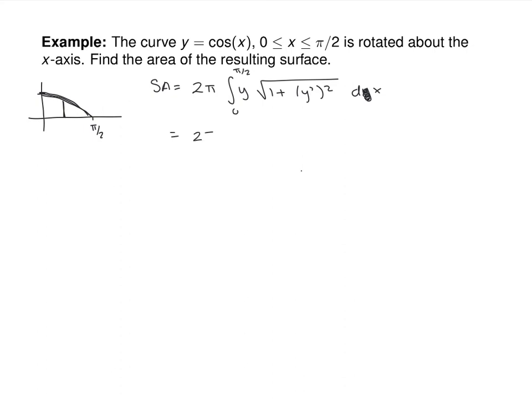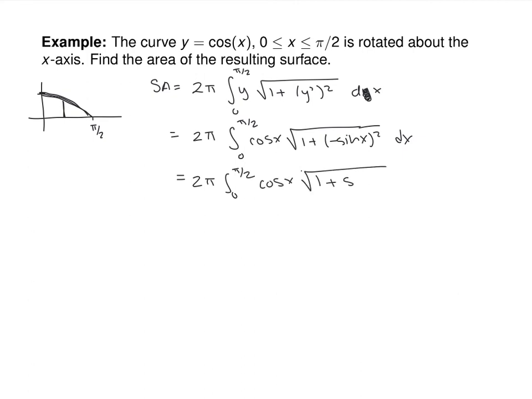Let's input what y is. So 2 pi integral 0 to pi over 2 cosine x square root 1 plus y prime, which is negative sine x, the quantity squared. One plus sine squared x dx. Now my guess is from here you can do a u sub plus a trig sub, but it just gets really awful, so let's just leave it at that. That's good enough.